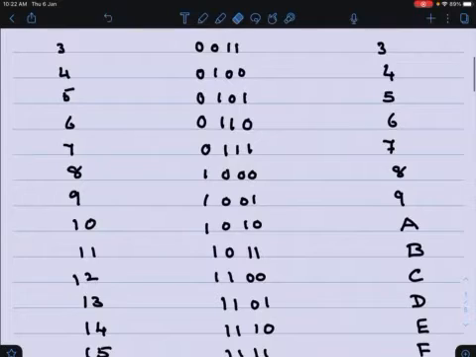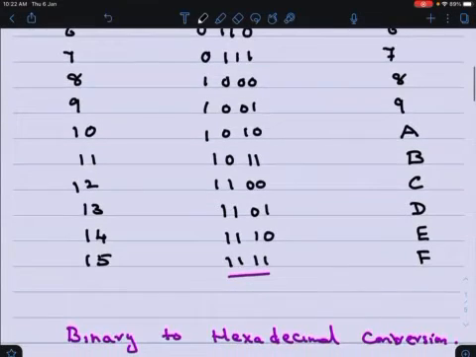Let's again look at 10. Here in 10 you can see that the 4-bit binary number is 1010 and the corresponding hexadecimal is A. So 11 B, 12 C, 13 D, 14 E and 15 is F.